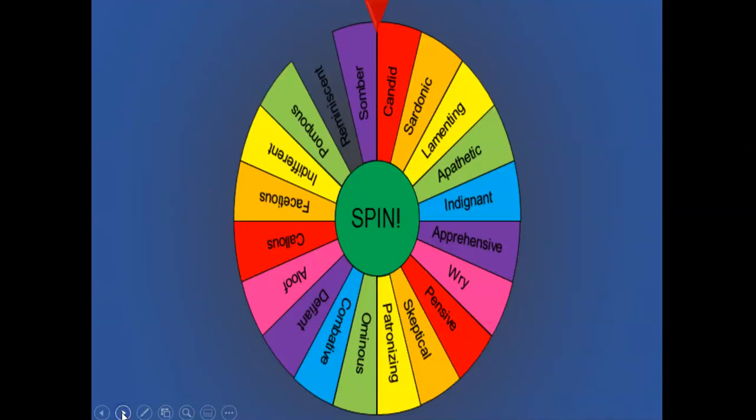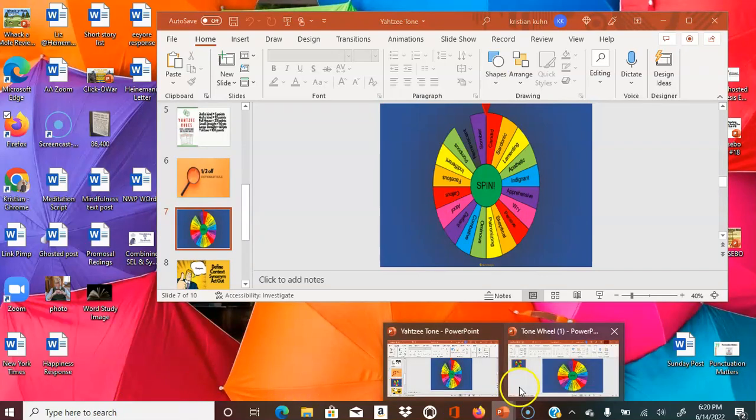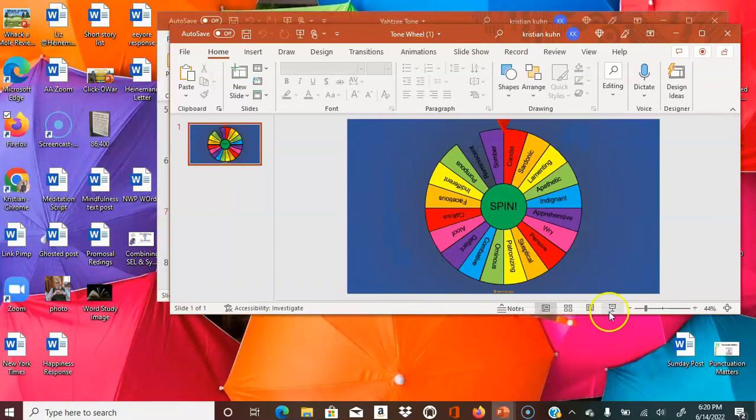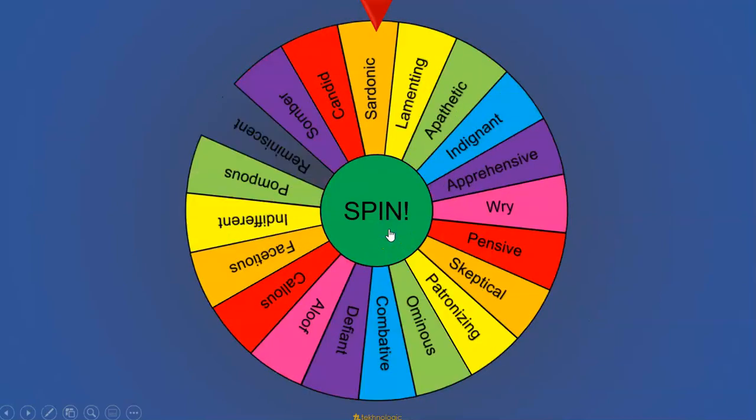So what I've done is I've created a wheel. It's just a PowerPoint spinning wheel. I'll show you the actual wheel in just a second, of the tone words that I think are very applicable to the rhetorical analysis, the poems, the short stories, whatever it is that we're reading. And I'll show you the actual slide here and how it looks. So it looks just like this. So you just spin it, and it lands on the word.